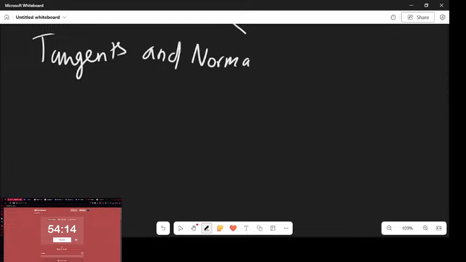Now we are moving to the tangents. This is the JEE Advanced part of the question, I guess. Tangent and normal to a circle.